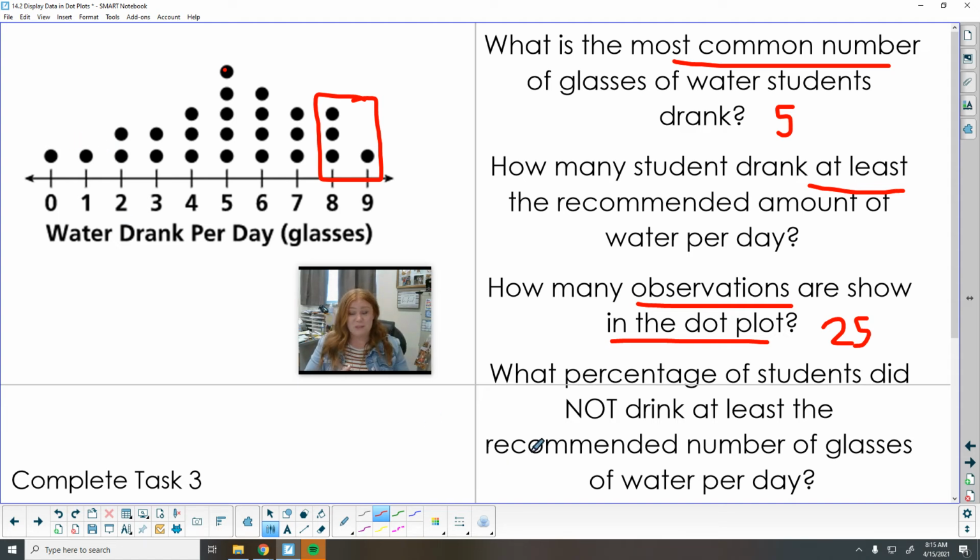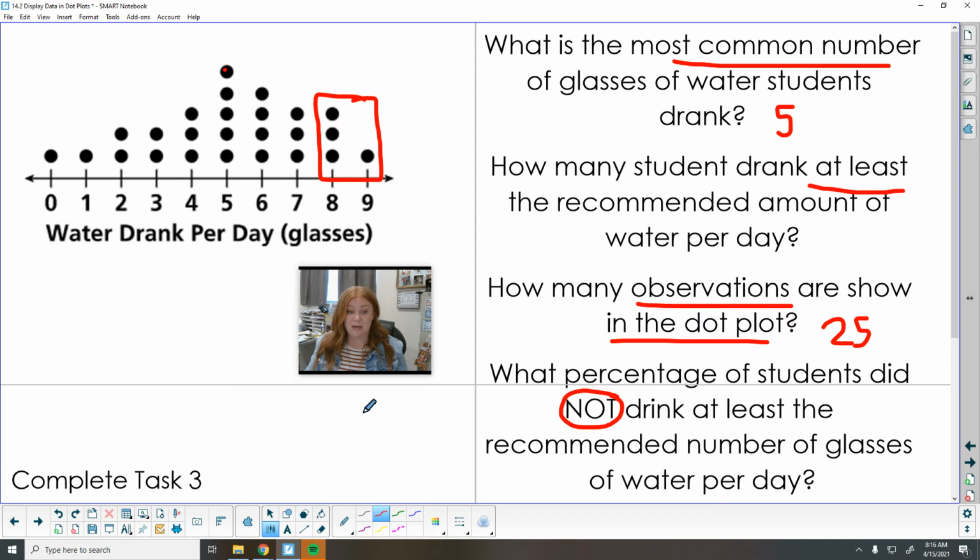It's important that we get those numbers correct, right? If I accidentally said there was 24 or 26, it could throw off future questions. Like this next one asks what percentage of students did not drink the recommended glasses of water per day? Well, we've got to have our total as part of that.